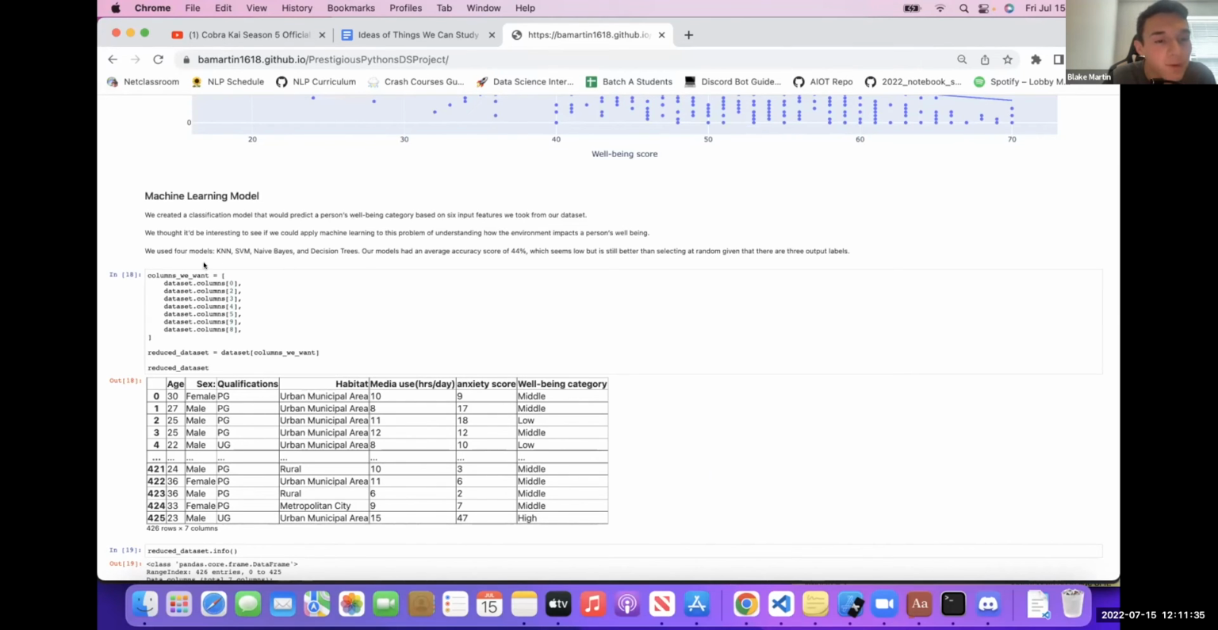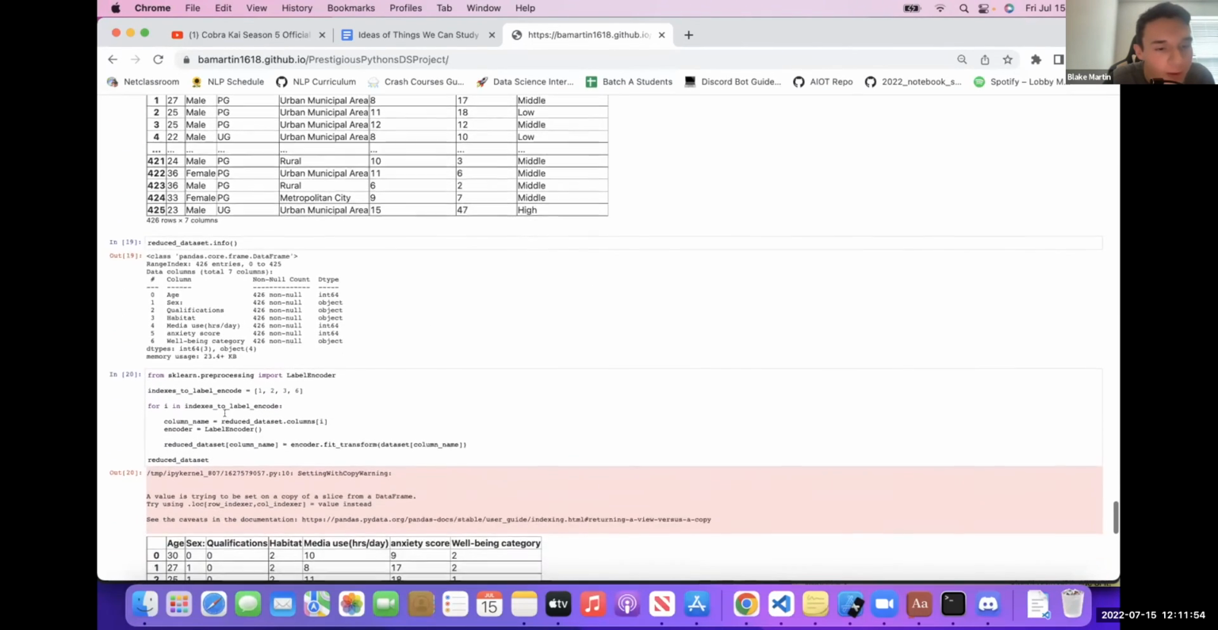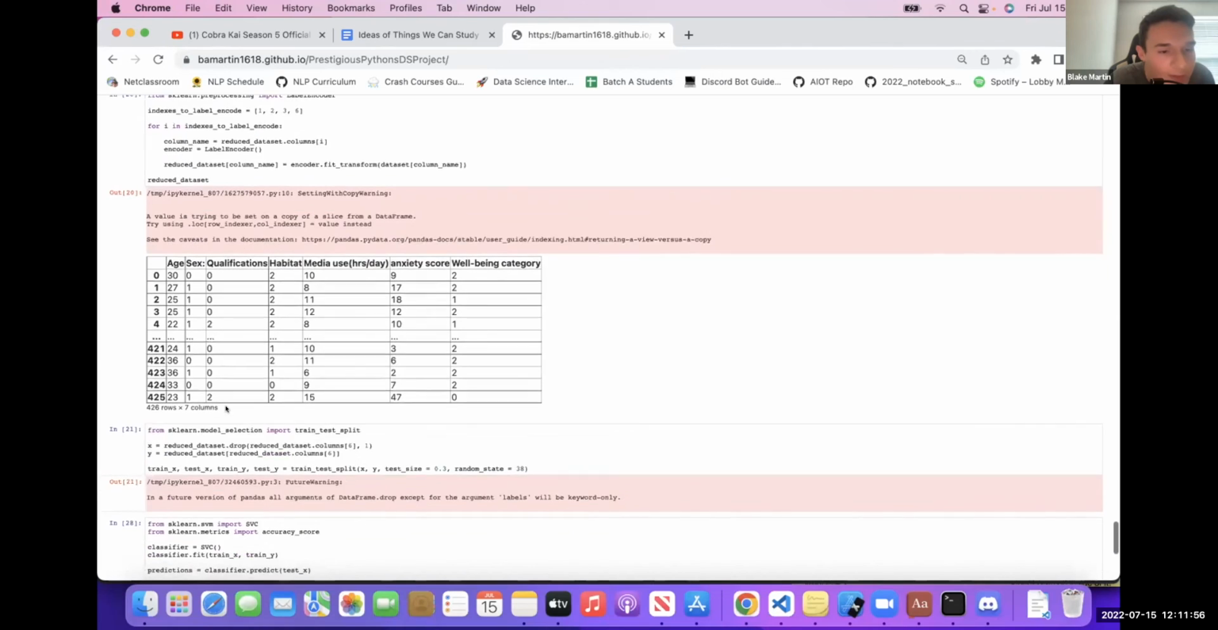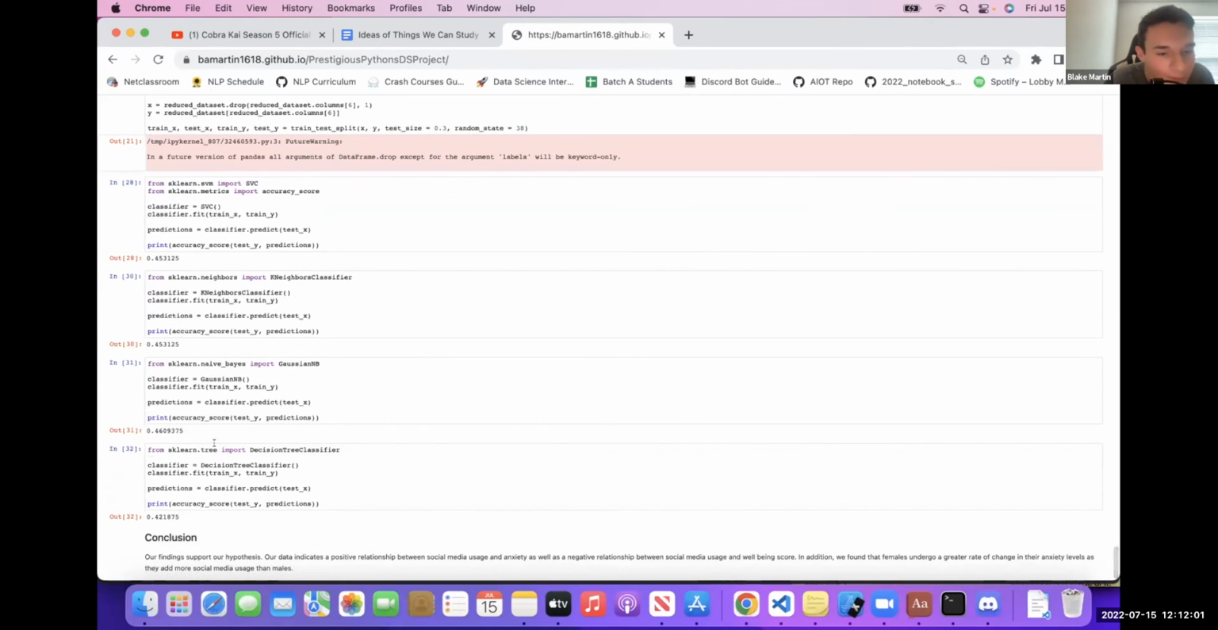And to do this, we implemented 4 classification models: k-nearest neighbors, support vector machines, naive Bayes, and decision trees. Our models had an average score of 44%, which seems low, but is still better than selecting at random, given that there were 3 output labels for the well-being category that they belong to. So here's our code. We got to learn and use the scikit-learn module, which I thought was awesome.